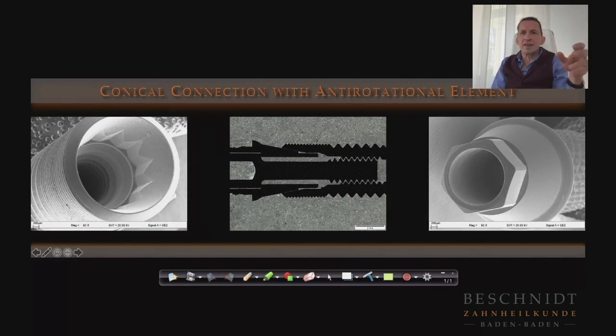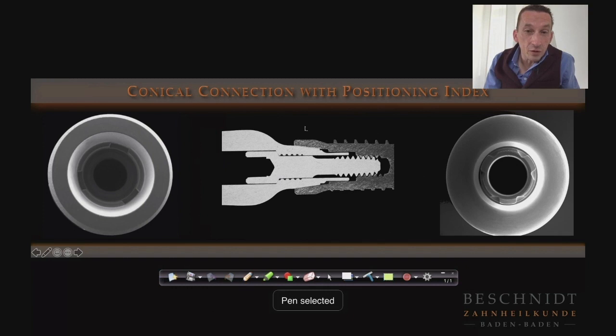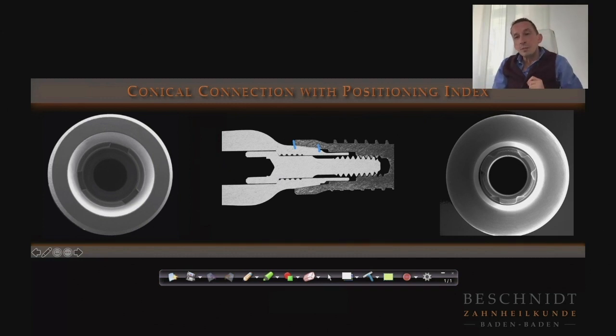So this is a connection with an anti-rotational element. This also is a conical connection with a positioning index. So here, and this is the Conelog, two advantages are put together. The one is the conical connection. We have a conical connection from here to here. But we also have a so-called positioning index. It's not an anti-rotational index. It's a positioning index for easy prosthetics.